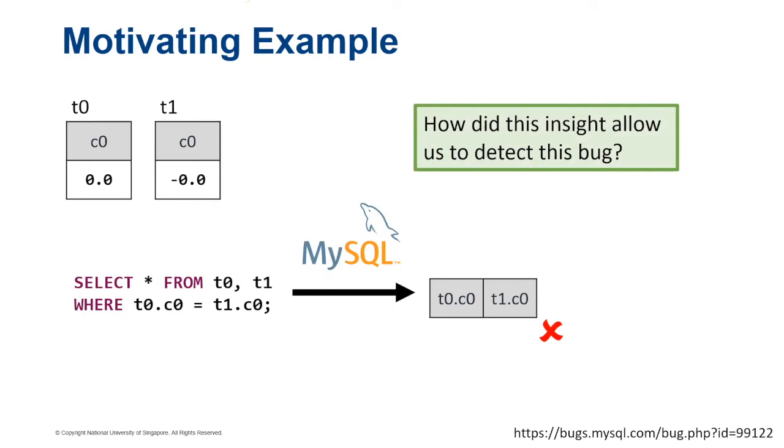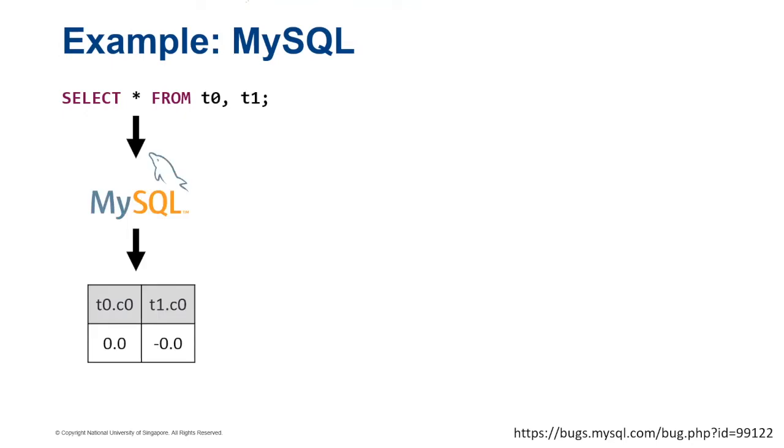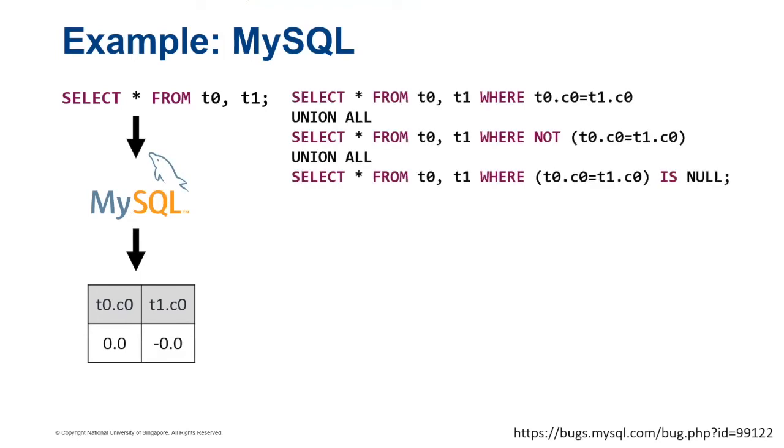Now, how did this allow us to detect the bug from the motivating example? Well, we first generated this original query that basically corresponds to just counting the number of fruits in the bowl. And here, MySQL returned a single row, which is expected. But then we derived this more complex partitioning queries based on this random predicate phi here, which compares the 2 columns. And you can see here that we have the non-negated version, the negated version, and the is null version of this predicate.